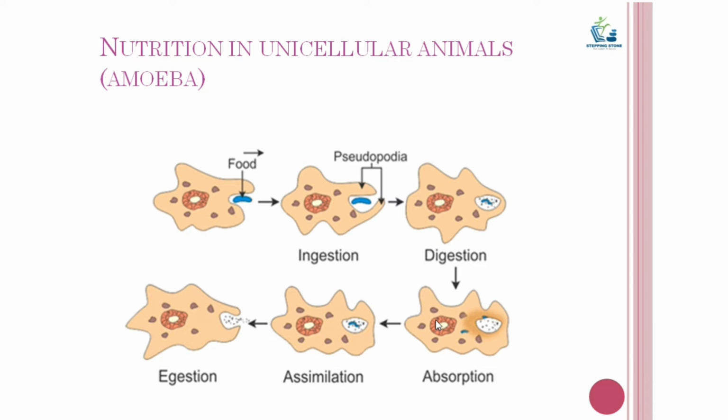Now, a part of the food absorbed in amoeba is used to obtain energy, and the remaining part of the absorbed food is used to make the parts of the amoeba cell, which leads to its growth and development.